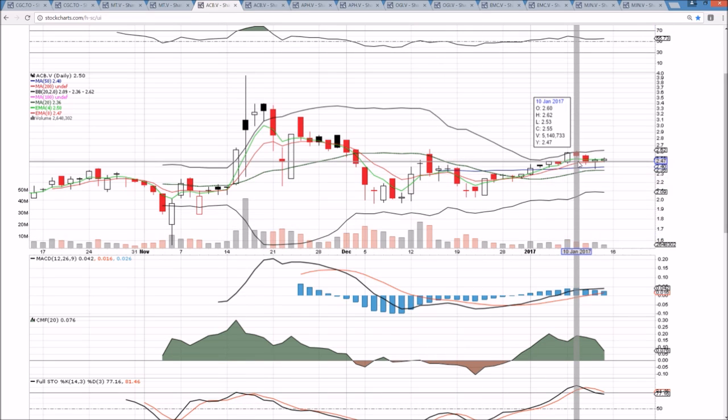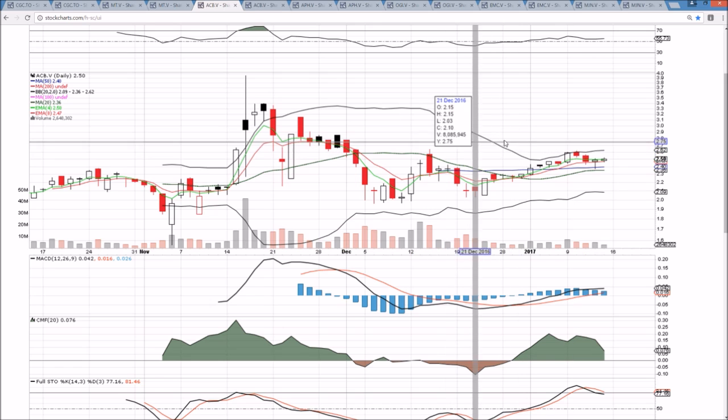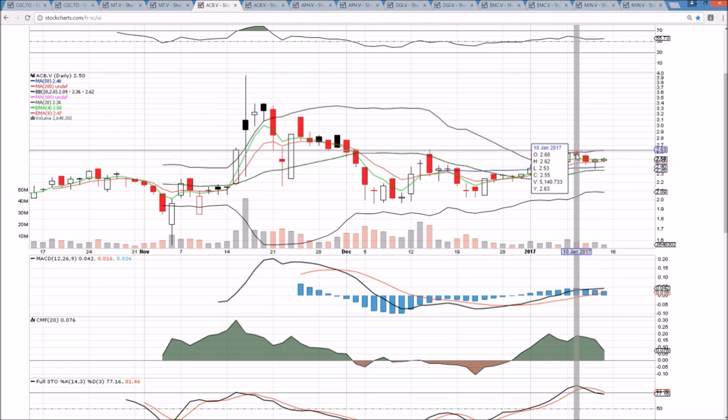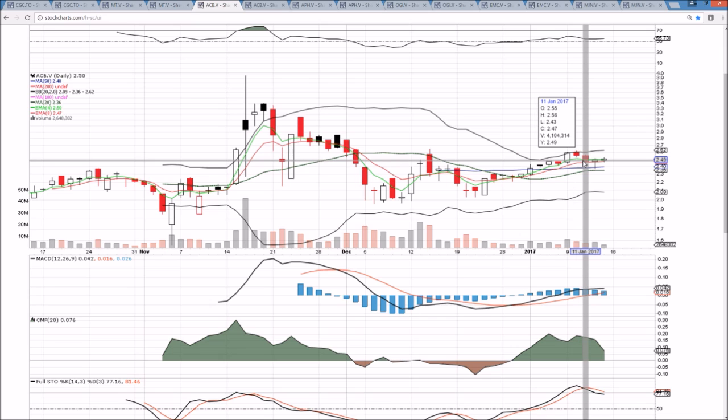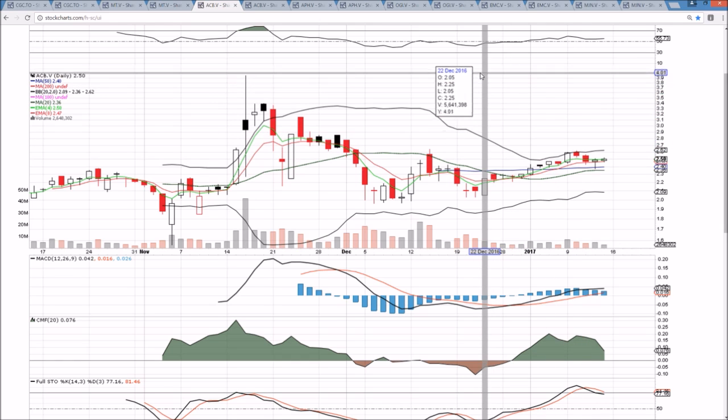ACB, I did sell half of my position on January 10th when we were unable to break 2.64. I just wanted to lock in half that position, collect that profit, and either look to reload here or in another name. And I am keeping my eye on EMC for a potential reload, and APH. We'll look at both of those in just a minute.